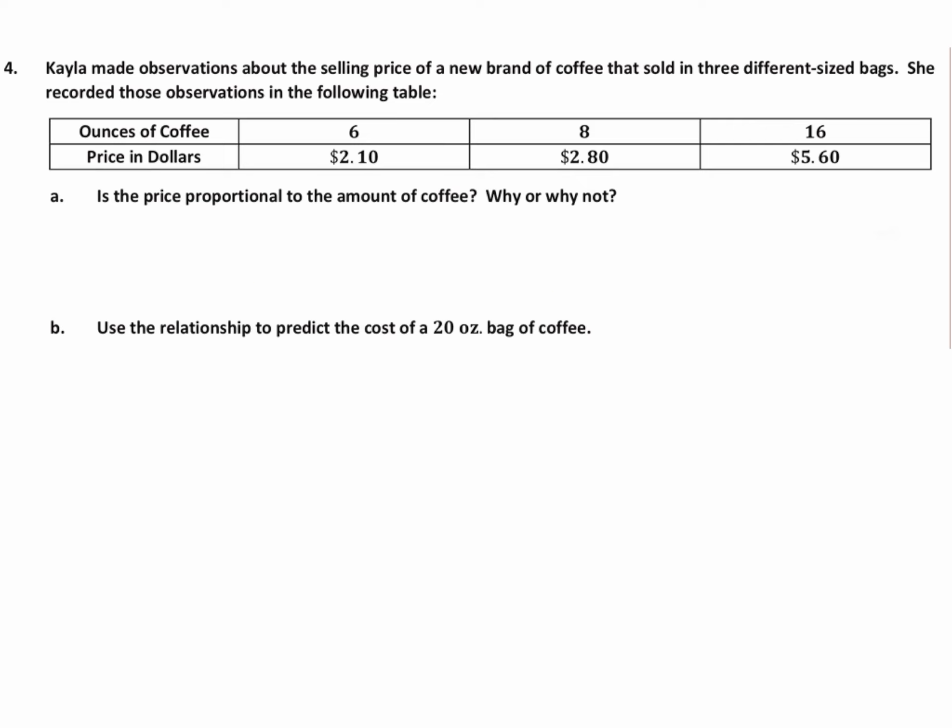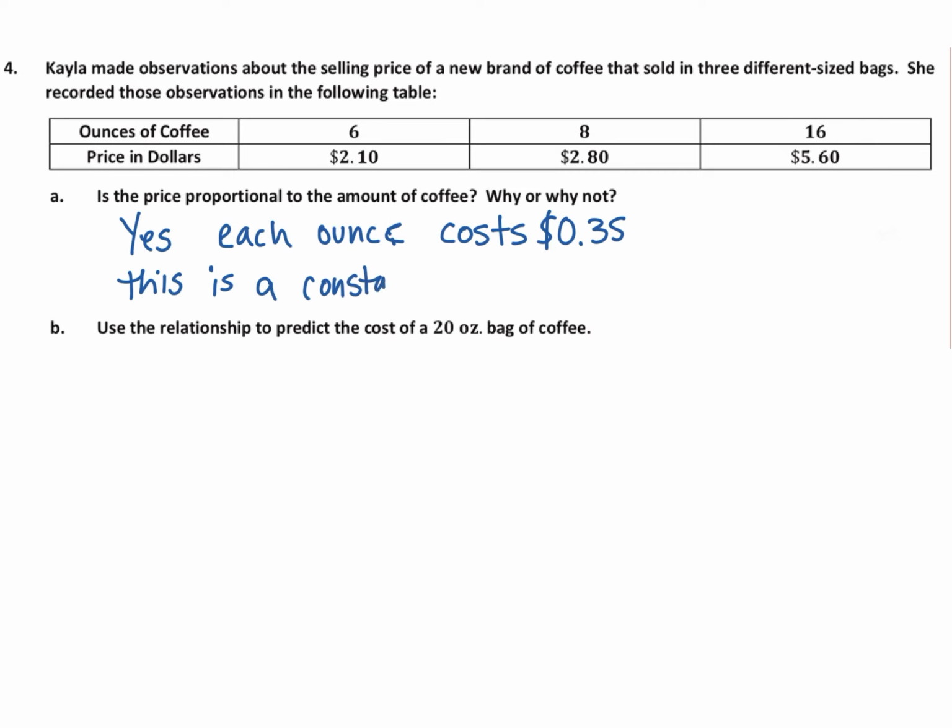So, is the price proportional? Yes. Each ounce costs 35 cents. This is a constant of proportionality. So they are proportional.